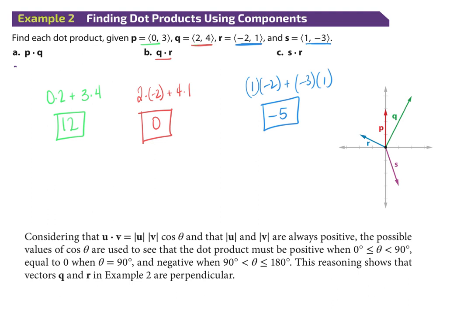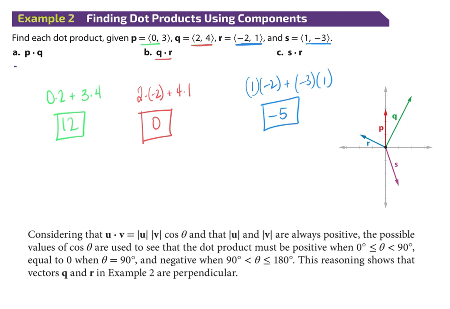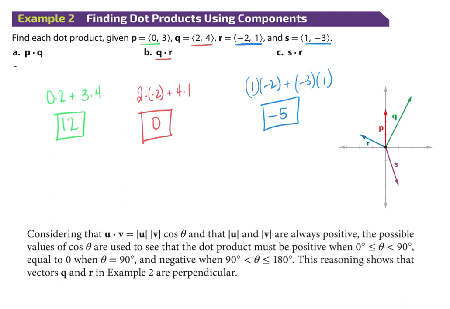Possible values are positive, greater than zero, zero, or negative, less than zero. When you have a positive dot product, your angle is going to be acute, between 0 and 90. When it equals 0, your angle is going to be 90. It is perpendicular. And when it is negative, it will be between 90 and 180. So you can actually tell a little bit about the angle between the vectors based on your dot product.